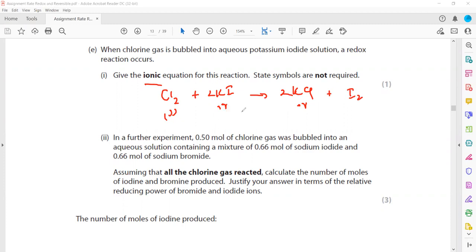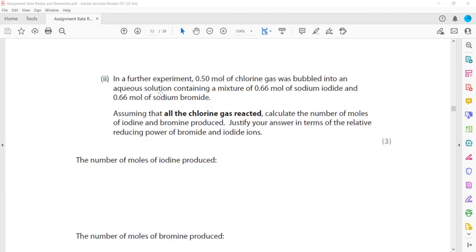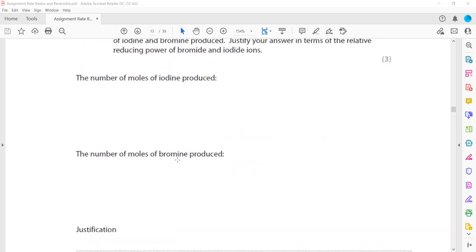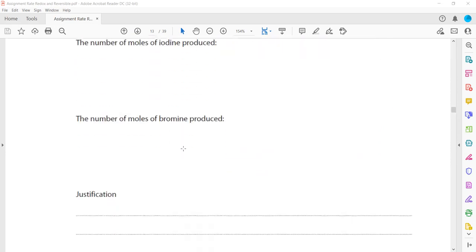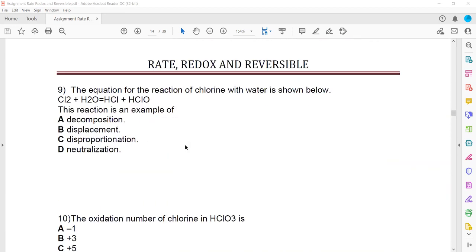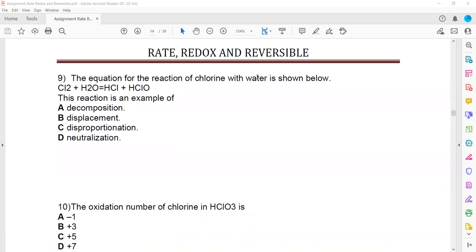Because the common ions are spectator ions, we cancel them out. So what we are left with is a chlorine molecule reacting with 2 iodide ions. As a result, it will form 2 chloride ions and an iodine molecule. So this is the balanced equation. Then this part is related to the moles concept, as we are discussing only rate, redox and reversible.